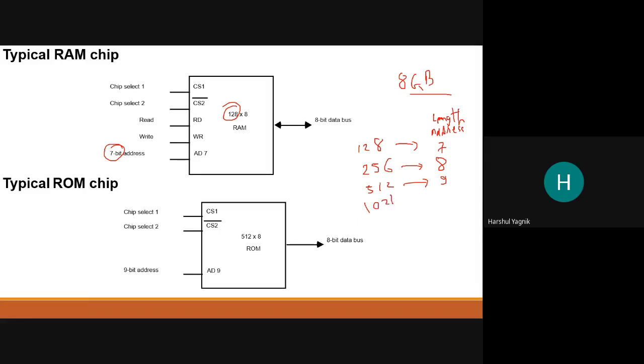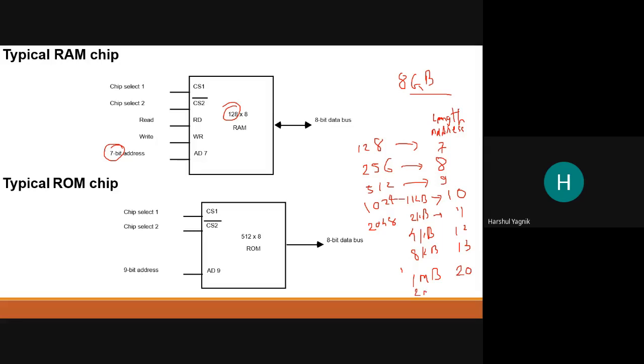1024, that means 1 KB registers, then 10 bit. Then 2048, 2 KB, 11 bits. 4 KB, 12 bit. 8 KB, 13 bits. Like that, when there is a 1 MB, 20 bits would be required.